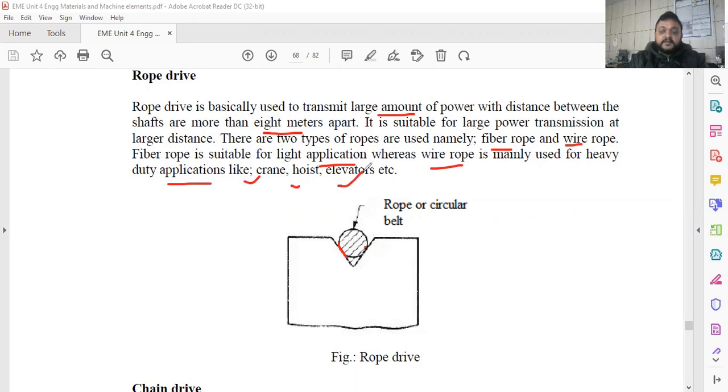Normally we are using the wire rope. You can easily see such kind of wires in your domestic lift. These are nothing but rope drives. Okay, so this is about the rope drive.